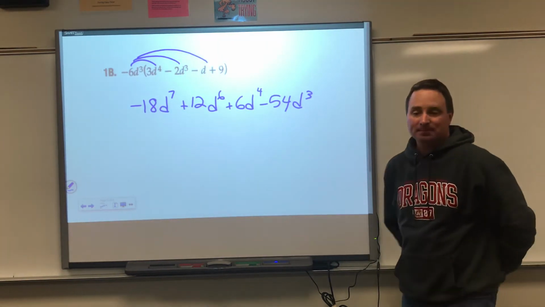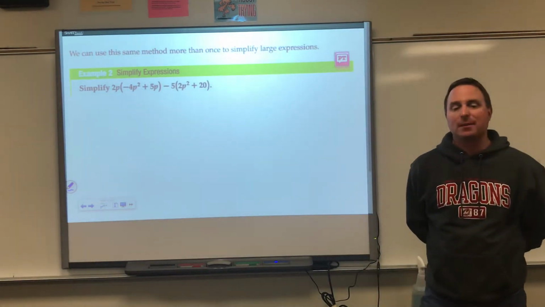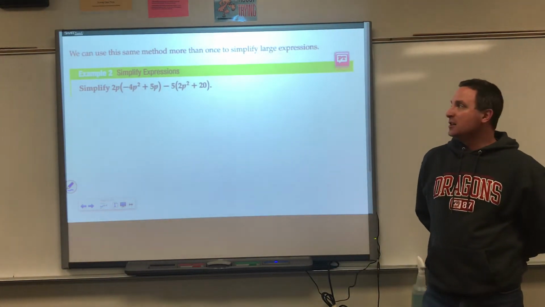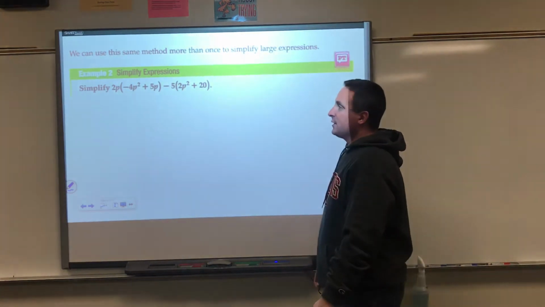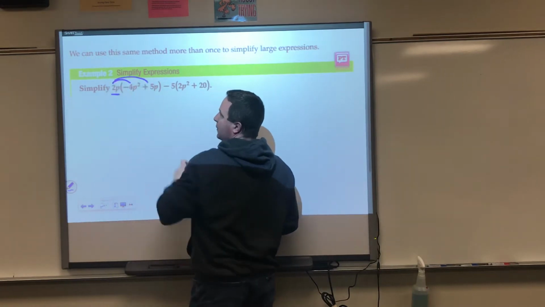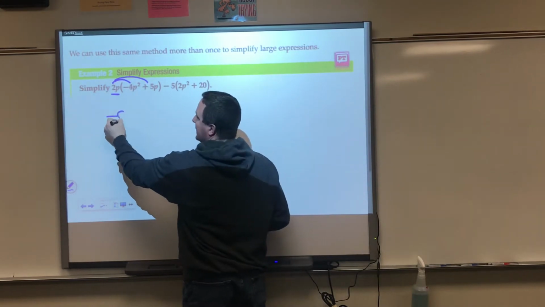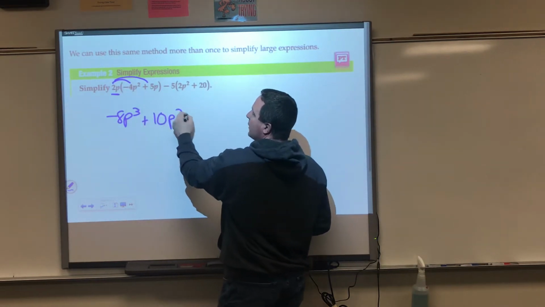Very nice, good. Well, can we extend this to a little bit bigger expressions? Maybe some that have more than one polynomial being multiplied. We certainly can. Let's give this a try. I see 2 expressions. I'm going to take this first one and distribute it through. If I do that, I get negative 8p cubed. 2 times 5 is 10p squared.